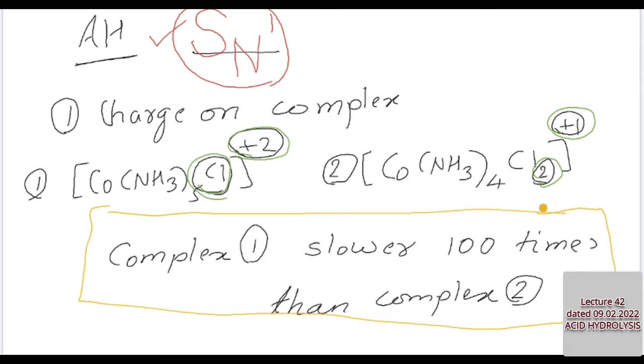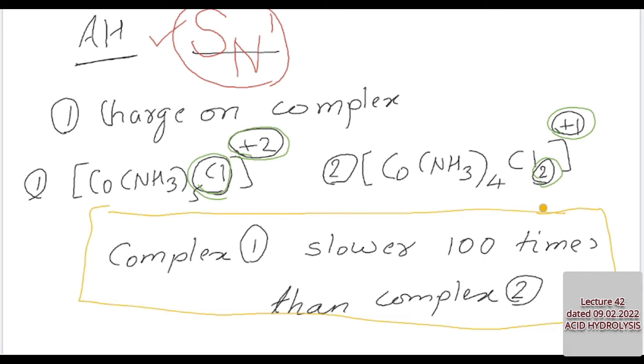Applying the concept, in the first compound only one chlorine is there, so it will be hard to remove, compared with two. Only one chloride is there, so it will be hard to remove. Good logic, okay, I appreciate it. It is not perfectly right, but I understand.